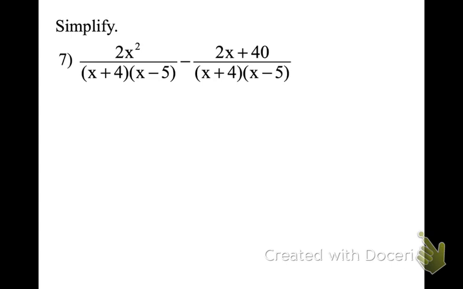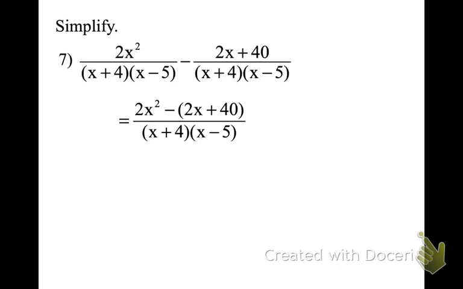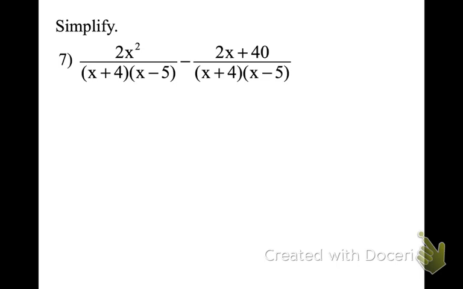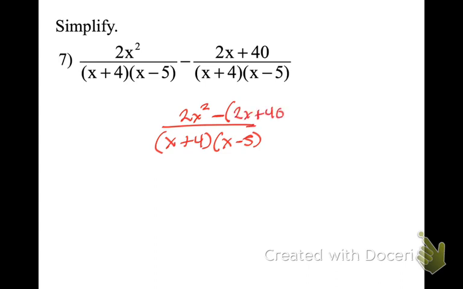Andrew, we're going to walk through it. We know what the denominator is. What is the denominator, Andrew? No, the denominator. X plus 4 times the quantity of x minus 5. Okay, the numerator, it's 2x squared minus that whole second numerator, 2x plus 40. Now, you can't cross cancel or do anything until you distribute that, mix it, and refactor it.